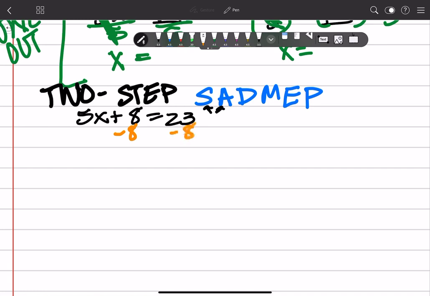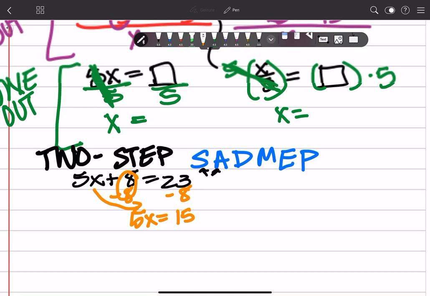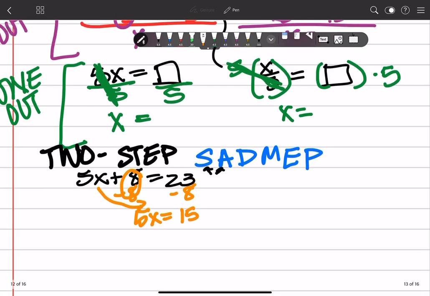So 8 minus 8 cancels out because it zeroes out, and this kind of scooches on over. Now it becomes 5x equals 23 minus 8, which is 15. And hey, look, 5x equals 15. That's just like our problem from the one out. So we divide both sides by 5. This one's out. You get x equals 3.